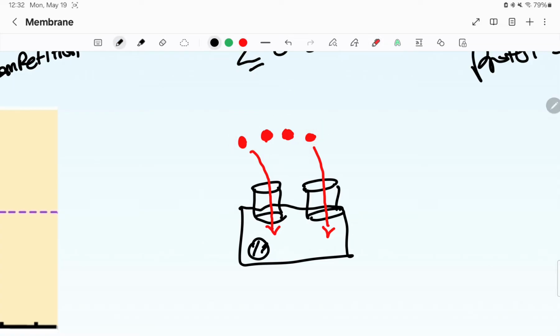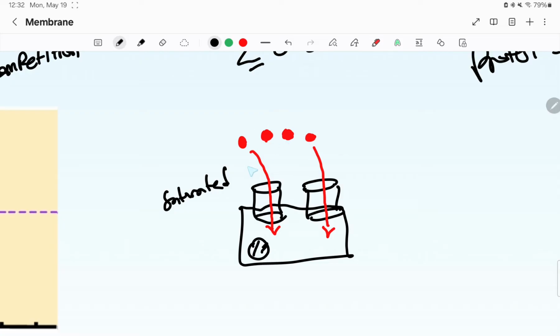Which means my carriers are saturated. They are busy. So that's what saturated means: the carriers are currently working at a maximum rate. They're very busy. And what ends up happening to these glucose molecules? Will they get transported? No.